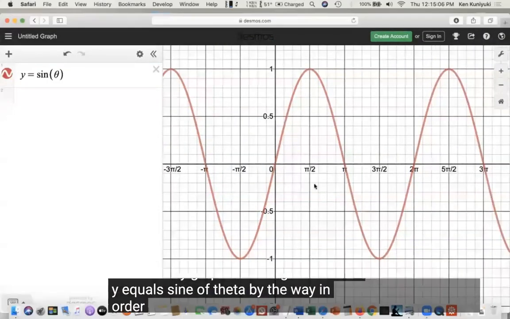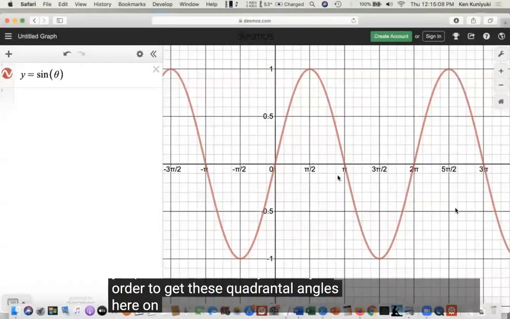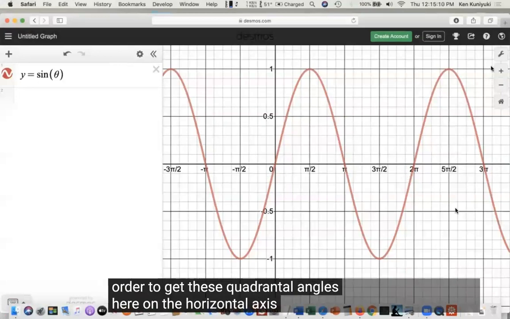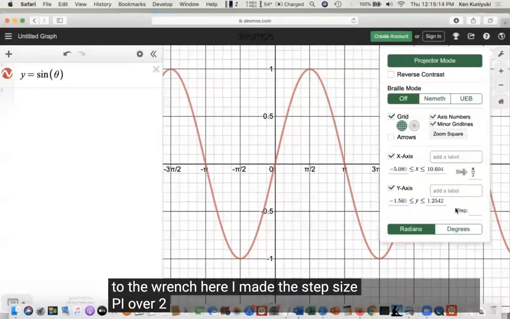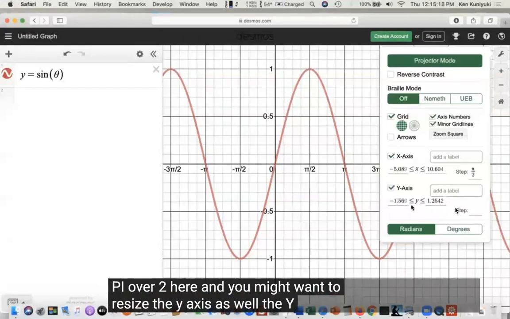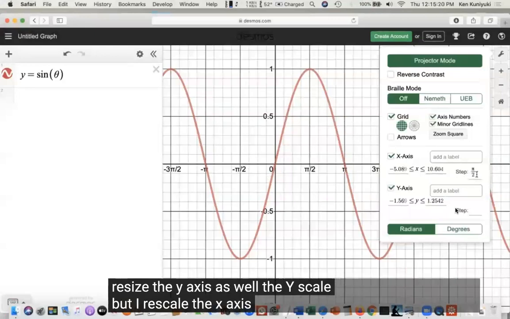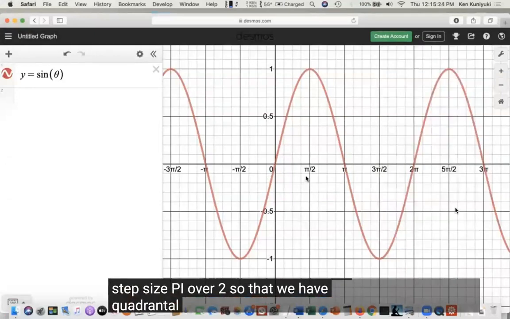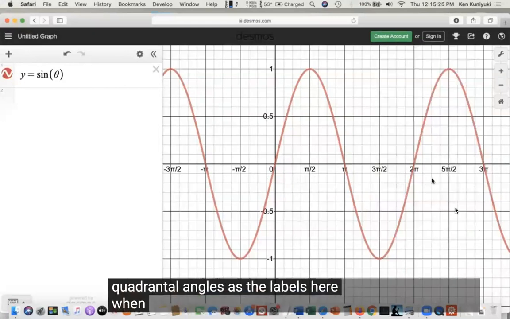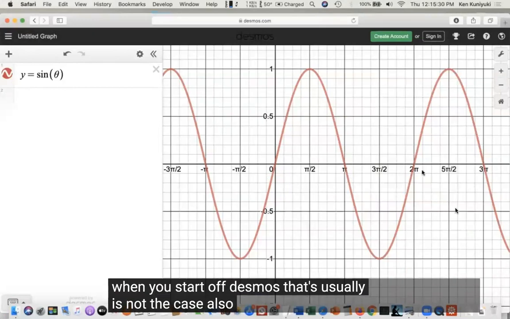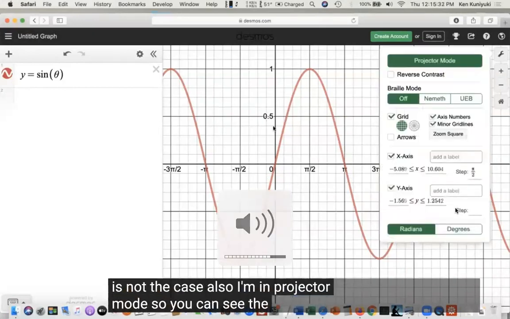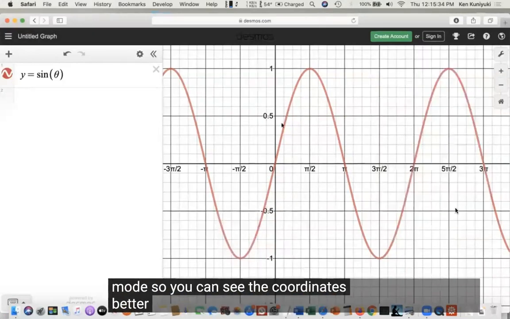By the way, in order to get these quadrantal angles here on the horizontal axis, you can go to the wrench here. I made the step size pi over 2 here, and you might want to resize the y-axis as well. I rescaled the x-axis and made the step size pi over 2 so that we have quadrantal angles as the labels. When you start off Desmos, that usually is not the case. Also, I'm in projector mode, so you can see the coordinates better.